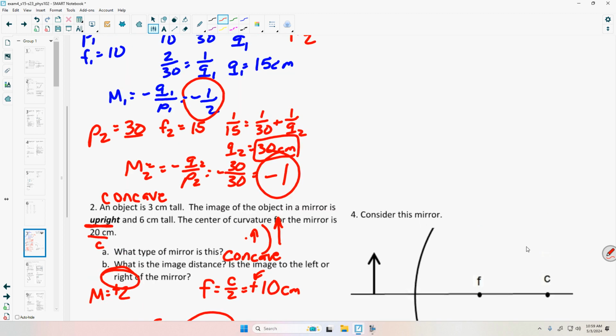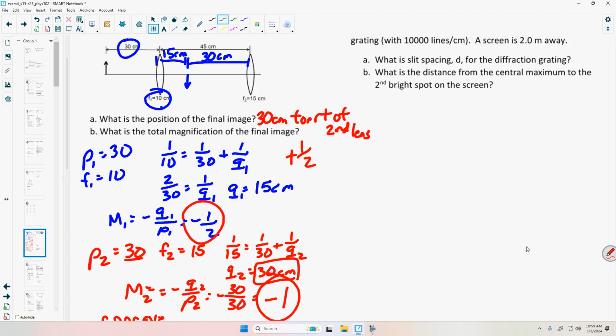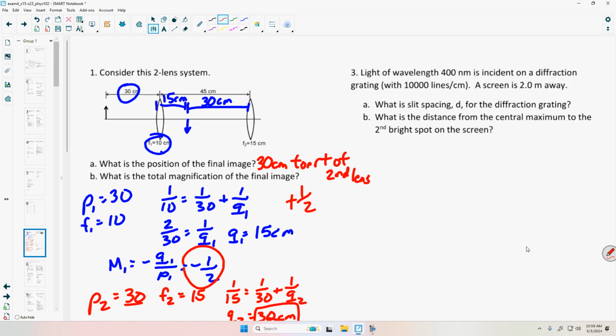All right, and then you're going to have diffraction gratings. If you've done these a couple of times, you're probably okay with it. It's just really knowing how to do the equations. The first part is what is the slit spacing.